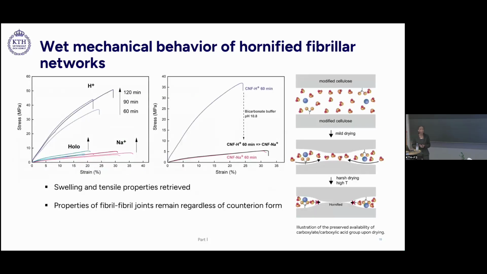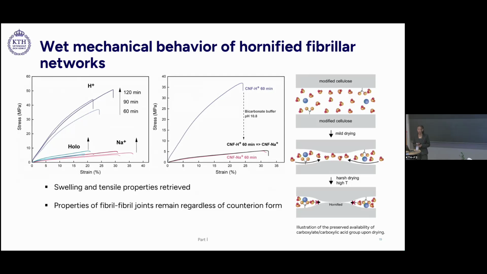The macroscopic properties of the CNF sheets are affected by the heat treatment, so we evaluated their tensile properties to obtain insights on the effect of hornification on the fibrillar network structure. And one of the clear trends we obtained was an increase in the wet stiffness and wet strength with increasing heating times. And this was especially notable for the protonated sheets.